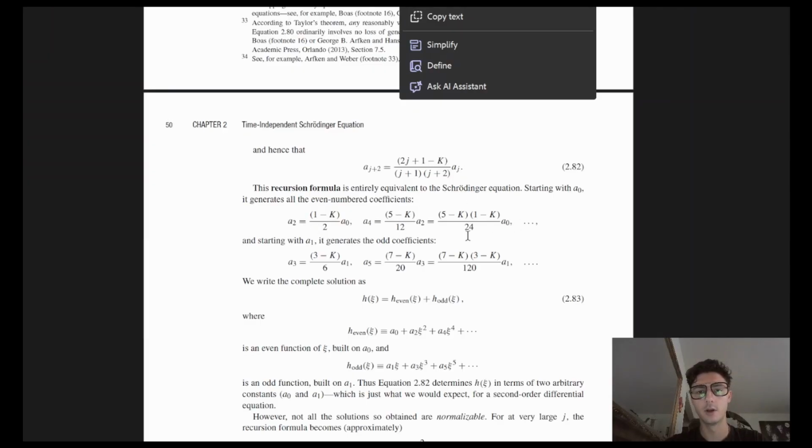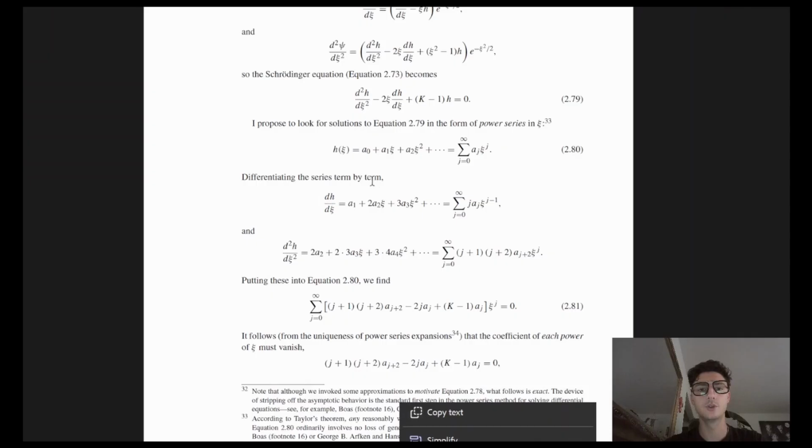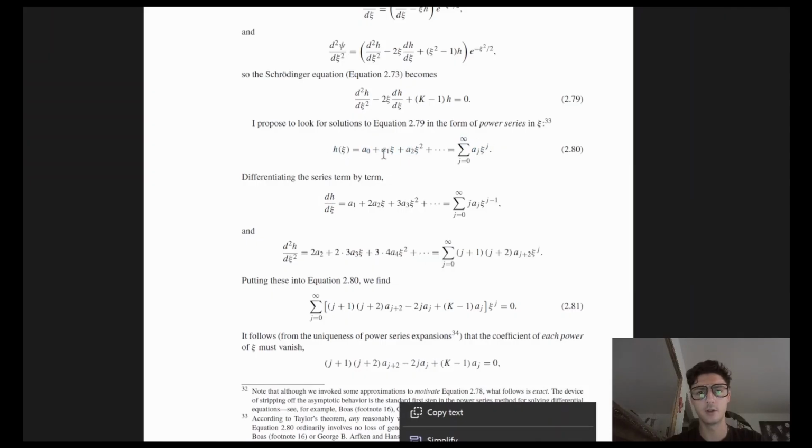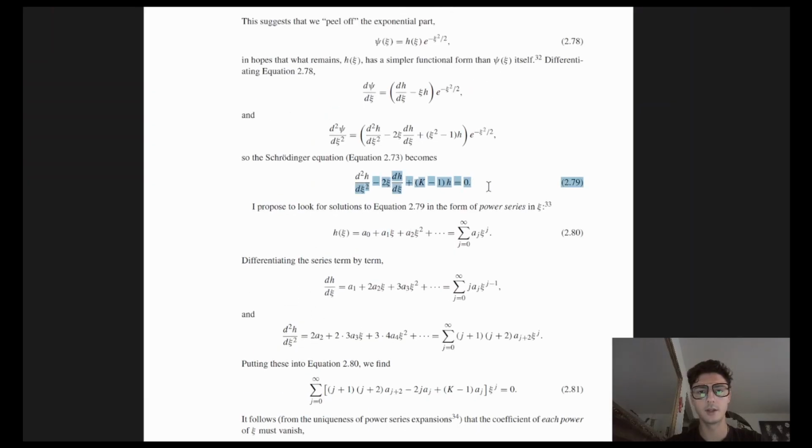You have a4, you plug it in here and you get a6, and so on. And if you start with a1, you get a3. If you start with a3, you get a5, and so on and so forth. So this equation here gives you the solutions to the Schrodinger equation because, check this out: here you have a0, a1, a2, and so on, and then this is the Schrodinger equation in terms of this function.